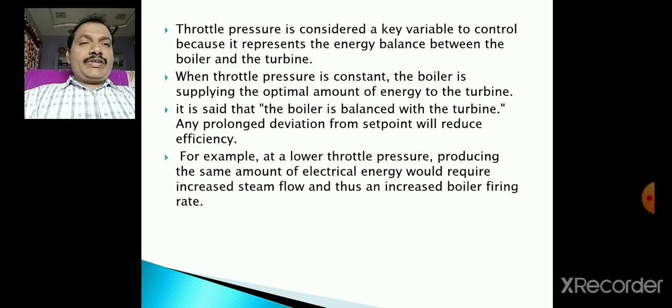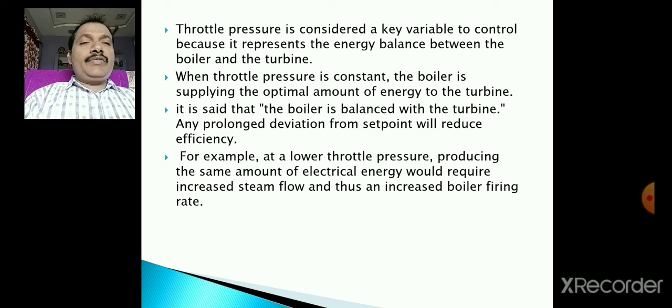The throttle pressure is considered a key variable to control because it represents the energy balance between the boiler and the turbine. And when throttle pressure is constant, the boiler is supplying the optimal amount of energy to the turbine. So it is said that the boiler is balanced with the turbine. That means the throttle pressure is suitably maintained at a constant value.